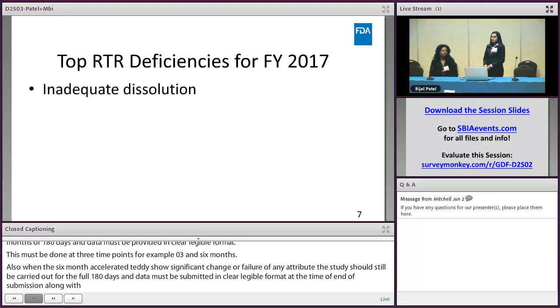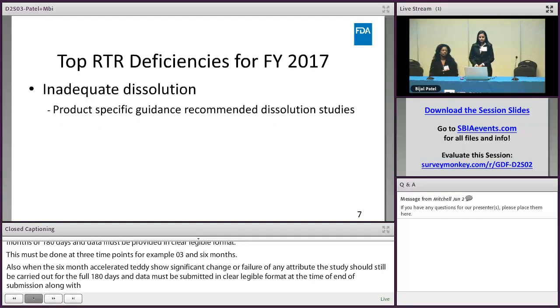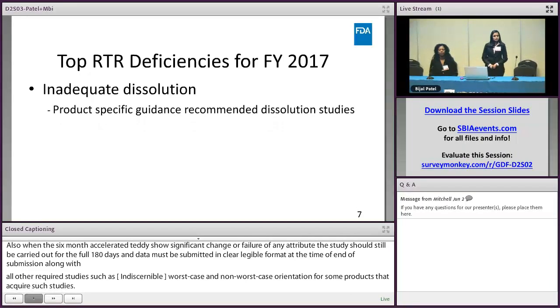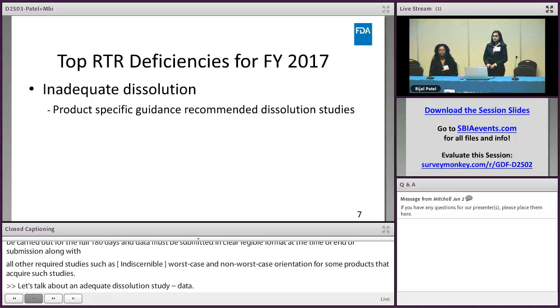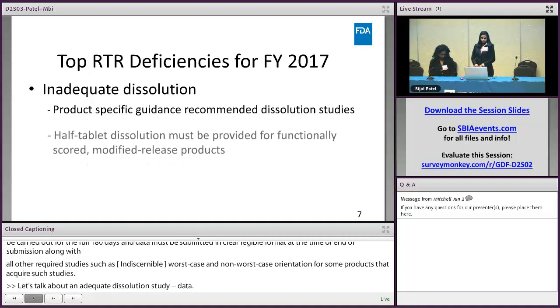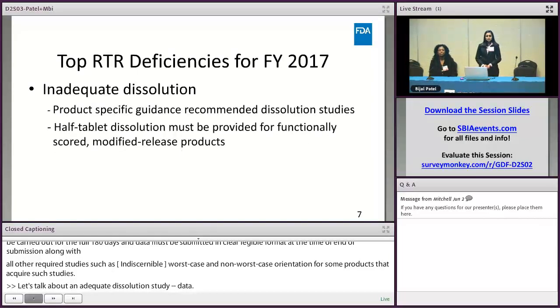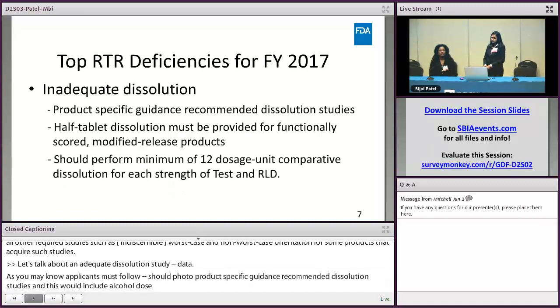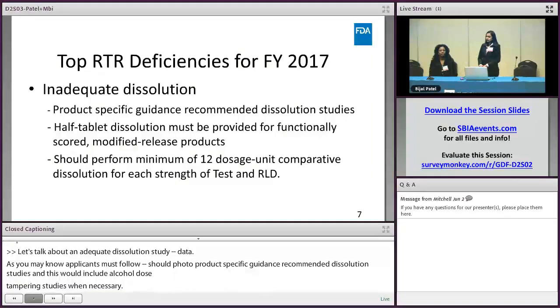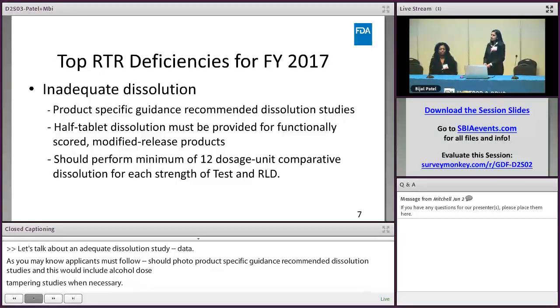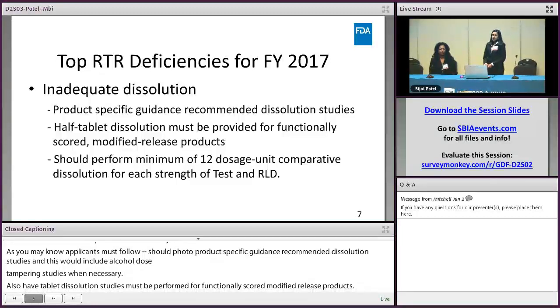So let's talk about inadequate dissolution data. As you may know, applicants should follow product-specific guidance recommended dissolution studies, and this would include alcohol dose dumping studies when necessary. Also, half-tablet dissolution studies must be performed for functionally scored modified release products. 12 dosage unit comparative dissolution studies should be performed on each strength of test and reference listed drug. And again, all the data should be submitted as per guidance recommended format.